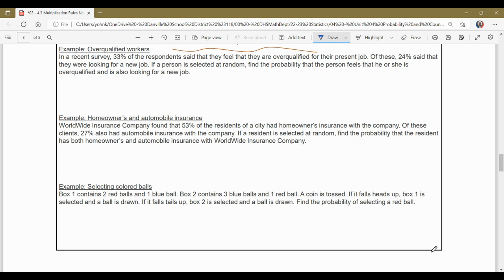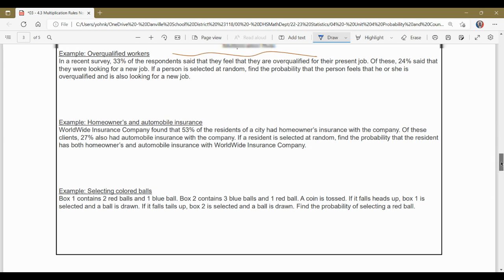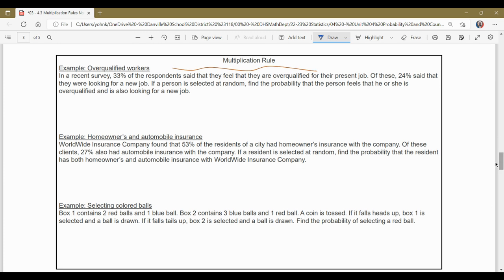So we look at some examples. Overqualified workers. In a recent survey, 33% of the respondents feel that they are overqualified for their present job. Of these, 24% said that they were looking for a new job. If a person is selected at random, find the probability that the person feels that he or she is overqualified and is looking for a new job.